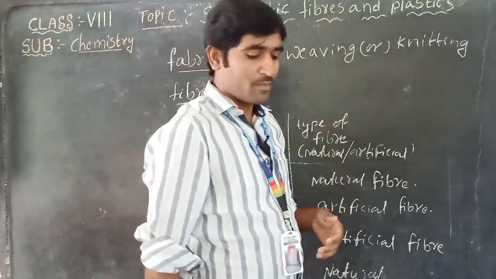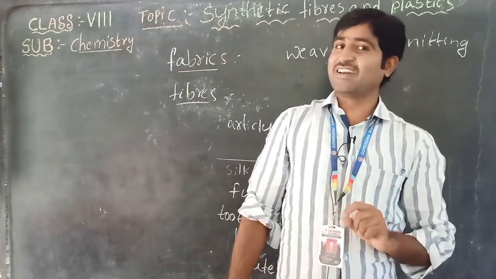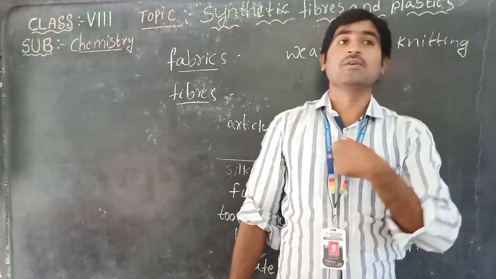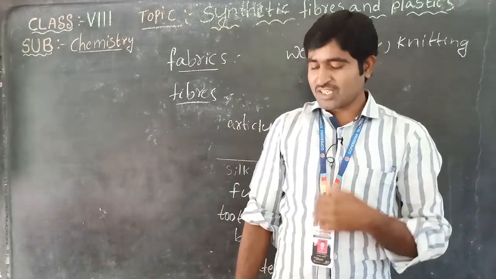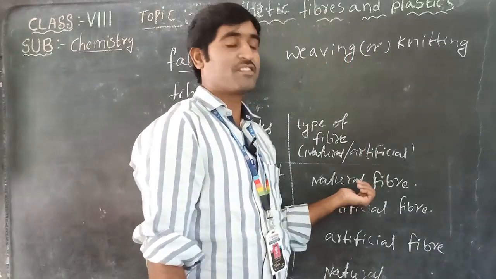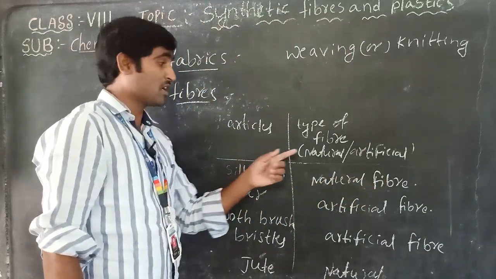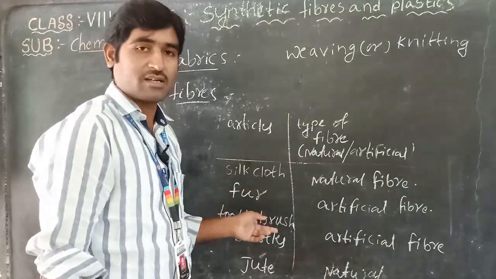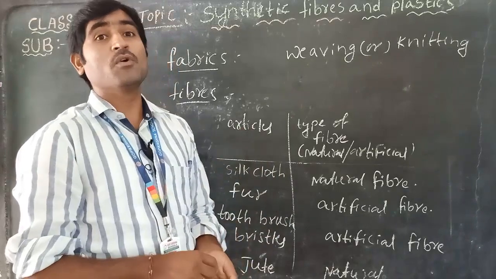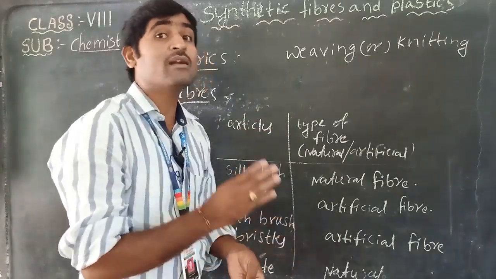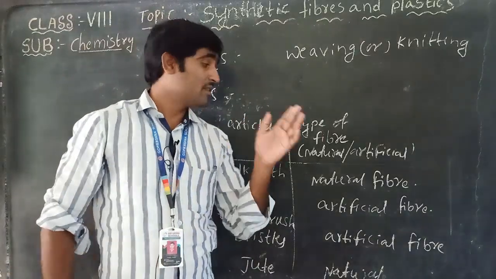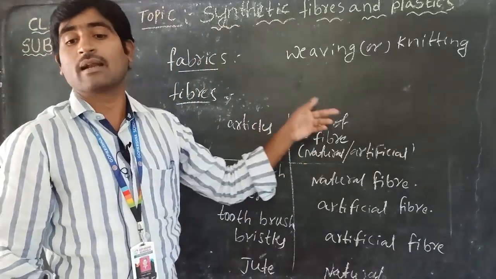Next, some more examples. Fishing nets. Have you seen fishing nets? Fishing nets are made up of artificial fiber. So these are some examples where we discussed which kind of fiber is used to prepare the articles. Why did they label it either natural or artificial? What is the reason behind that?